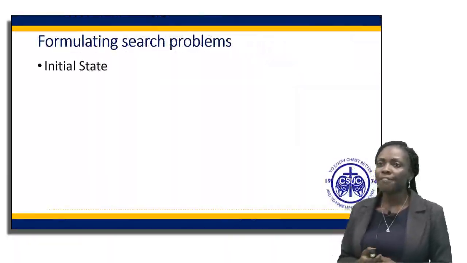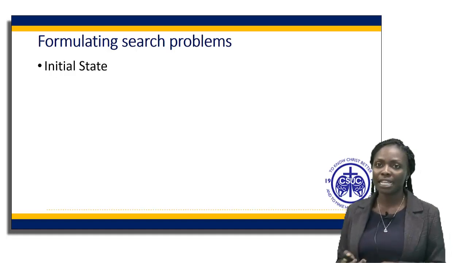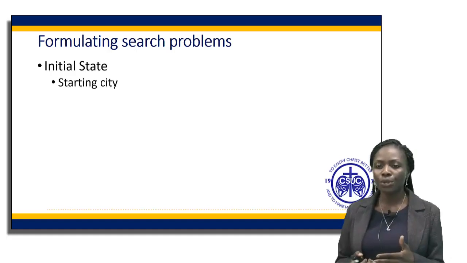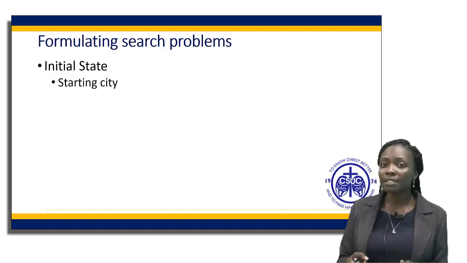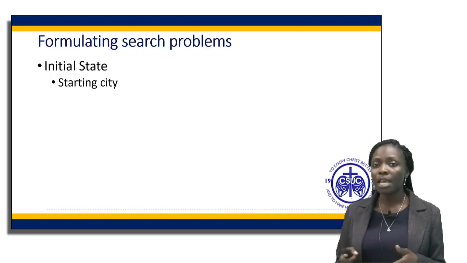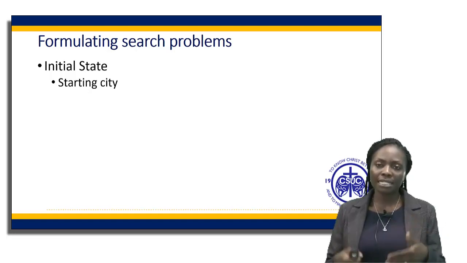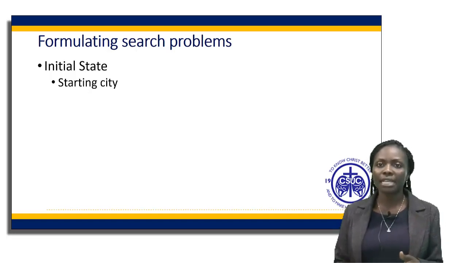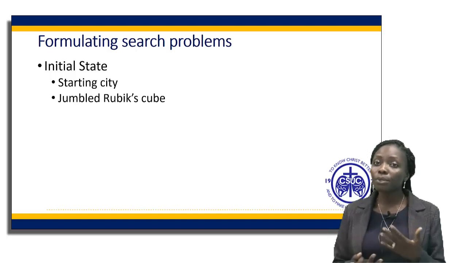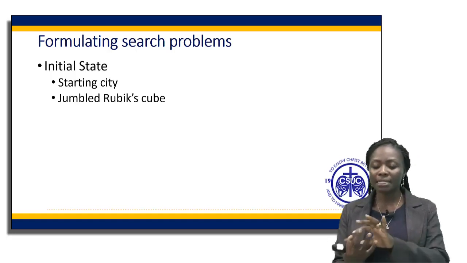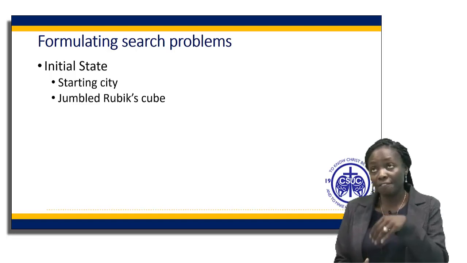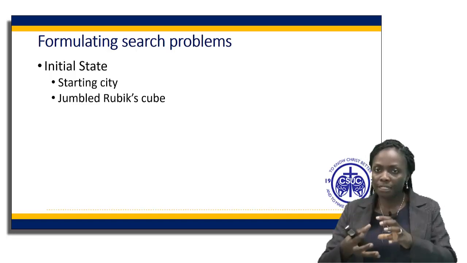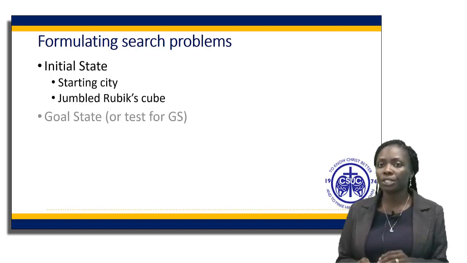Right. Now, in formulating search problems, we have what we call the initial state. Your initial state is going to be your starting point. So if we are talking about the traveling salesman problem, for example, the city that the salesman starts from becomes his initial state. If you are talking about a jumbled Rubik's Cube, the state of the Rubik's Cube at the time you start, even before you do your first move, that is going to be your initial state.